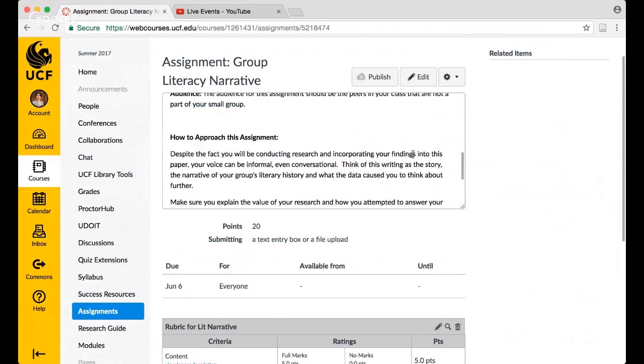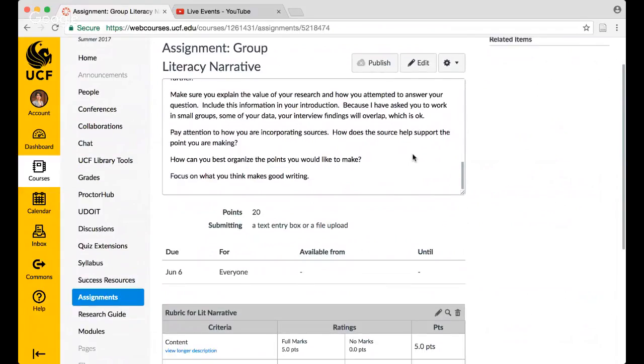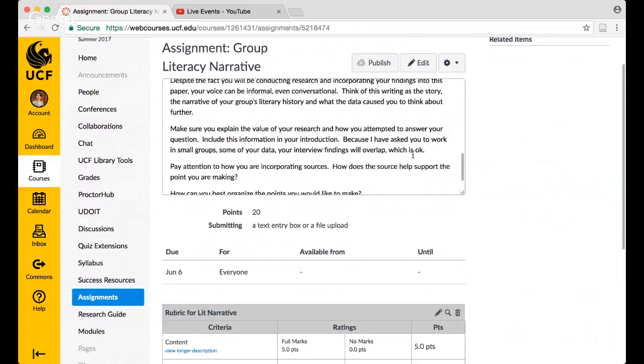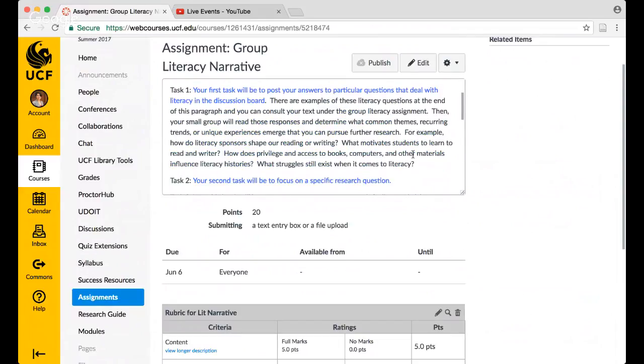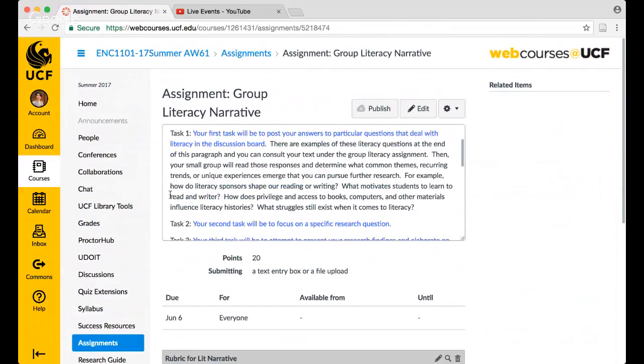Let's see. It has the audience and how to approach this. So I'm going to let you read through this and not go through all of it. But what I'm asking you to do really is to think about each of your individual literacy experiences and think about what they have in common. So here it has some example questions. How do literacy sponsors shape our reading or writing, right? Maybe all of you have in some way had someone who has helped you with these tasks, improving them, learning them. What motivates students to learn to read and write?